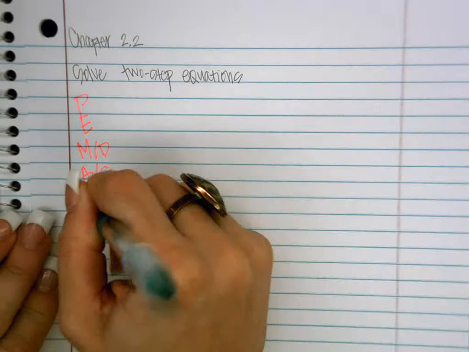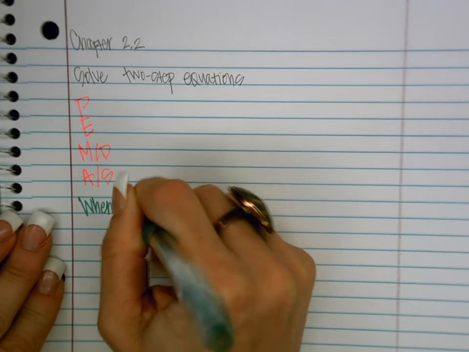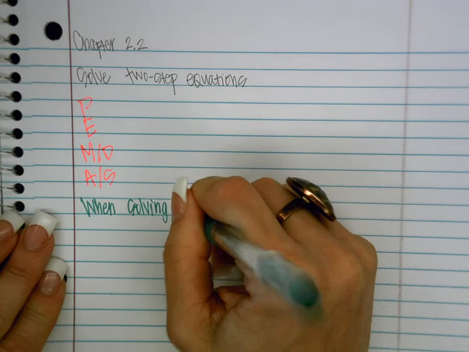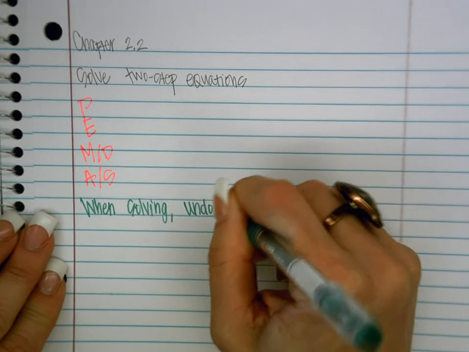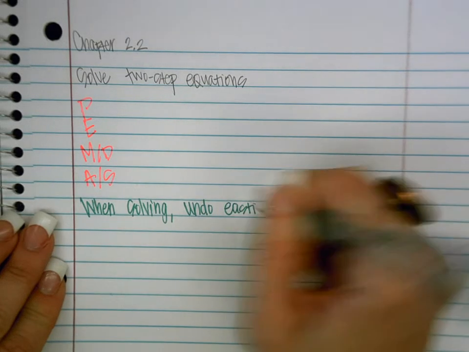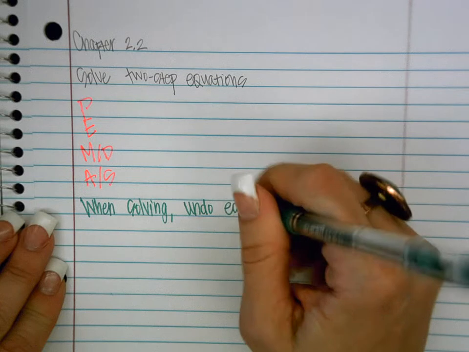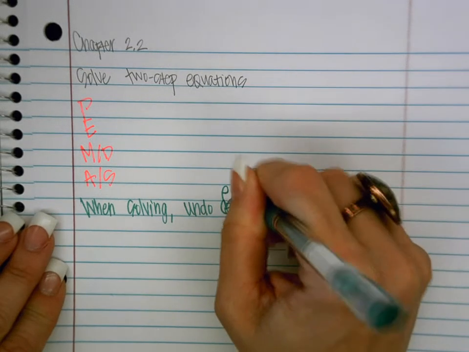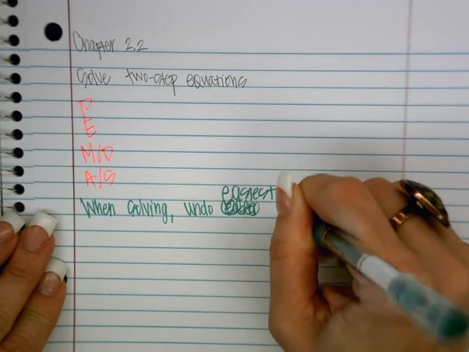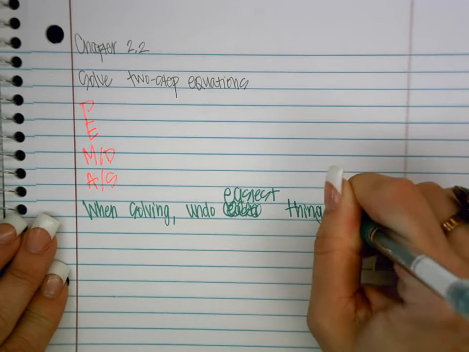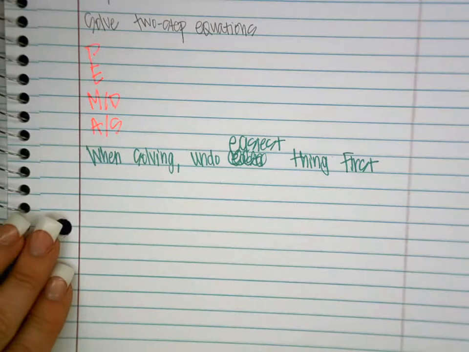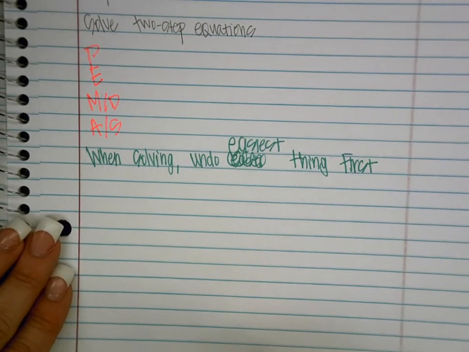So when you're solving, you want to undo the easiest thing first. I just didn't spell easiest right, sorry. Okay, so when we are solving, you want to undo the easiest thing first.